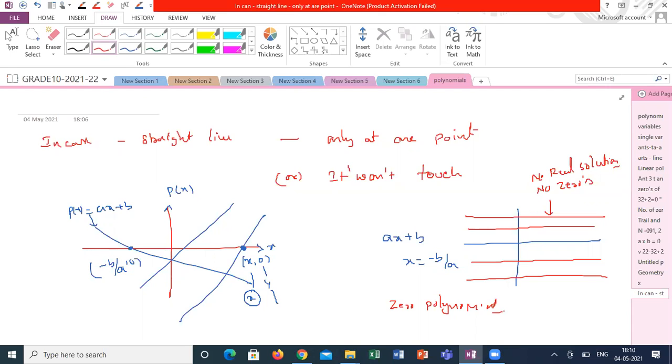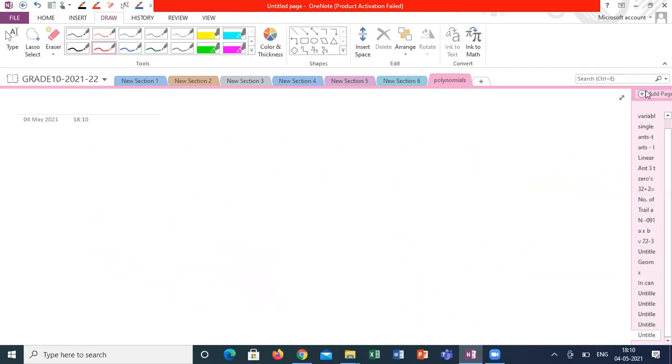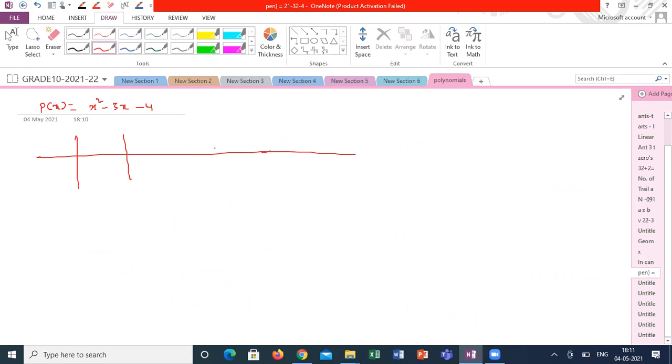Actually, if it is in a physical class, I will ask you to draw using graph papers, then you will get more clarity. Now if I am taking an expression, p of x is equal to x square minus 3x minus 4, I need at least 6 to 8 values. I will give the x values. Please calculate: -2, -1, 0, 1, 2, 3, 4, 5.